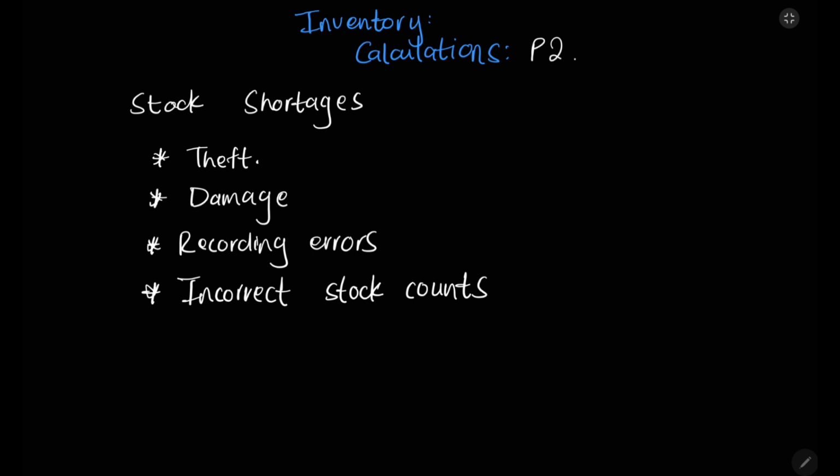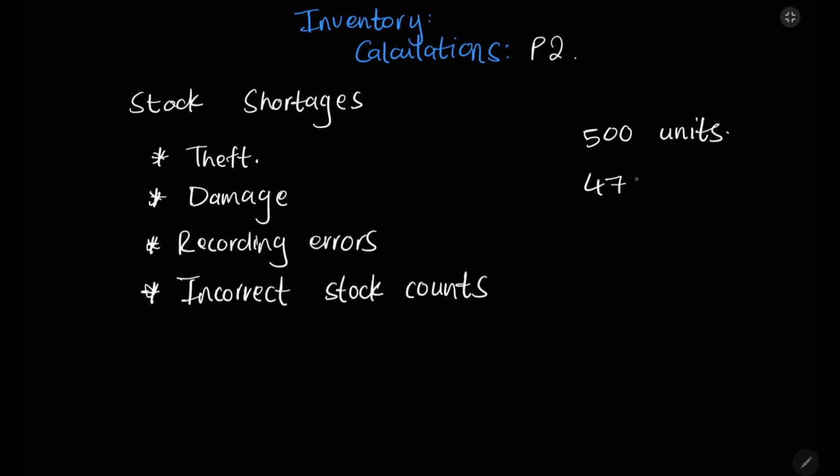Okay, now let's do an example. If the records show 500 units, but the physical count is 470 units, to calculate the shortage, we'd obviously say 500 units minus 470, which is 30 units. Now we have stock shortages.